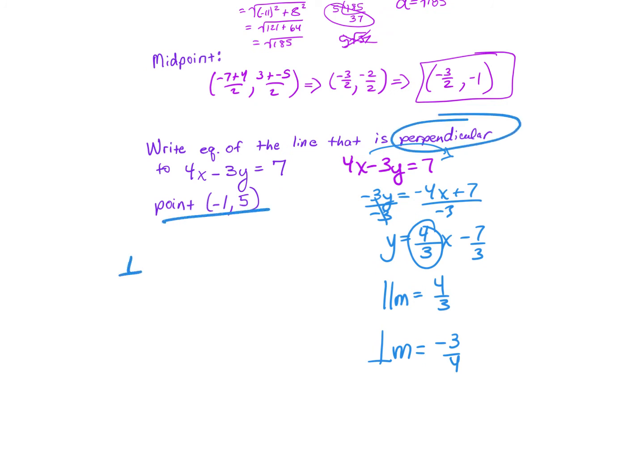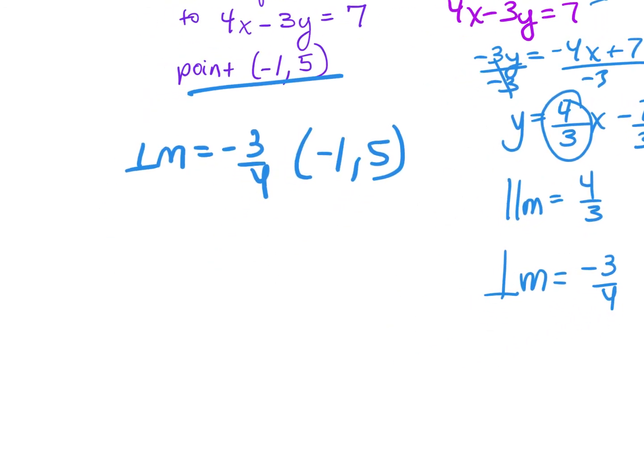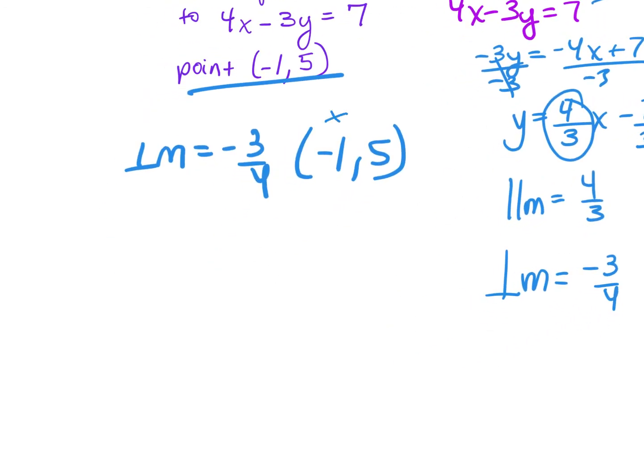So in this case, they're asking for a perpendicular line, and they give me a point. So I'm going to use the perpendicular slope of negative 3 over 4, and this point of negative 1, 5. Again, you can use slope-intercept to find the y-intercept, or you can use point slope. But your answer needs to be in y equals mx plus b. So I'm just going to use point slope and then move some stuff around. So y minus 5 equals negative 3 over 4 times x minus a negative gives me plus 1, correct?